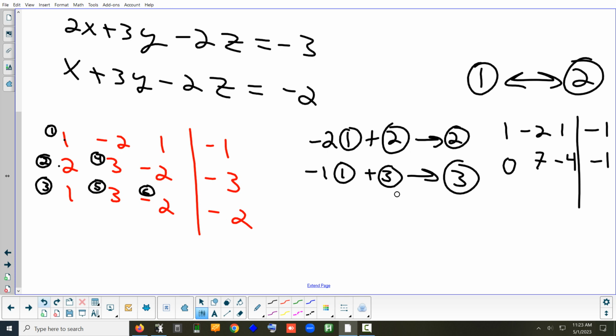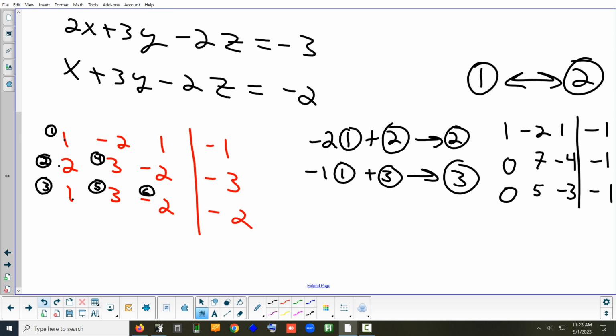-1 times the first row added to the third row. Okay, what's 1 times -1? -1 plus 1. 0. Let's do it again. What's -2 times -1? 2 plus 3. 5. 1 times -1 plus -2. And -1 times -1, 1, plus -2, -1. Okay, so now I have 3 values the way I want them. I got a 1 in the upper left, I got a 0 here, and a 0 here.